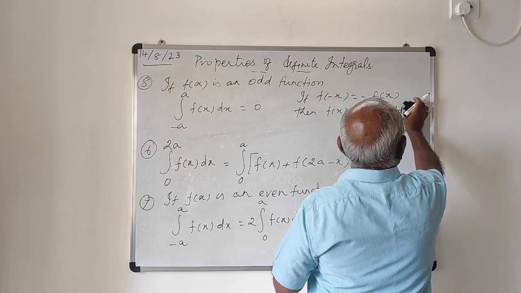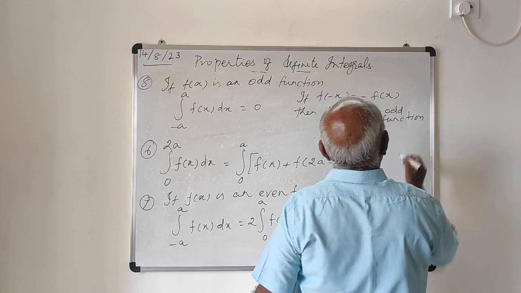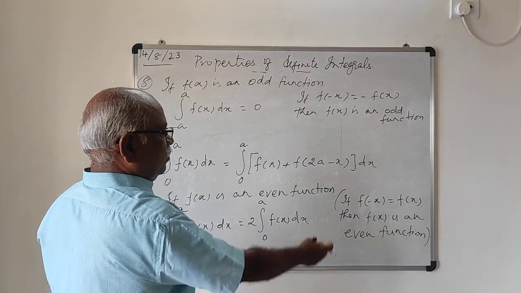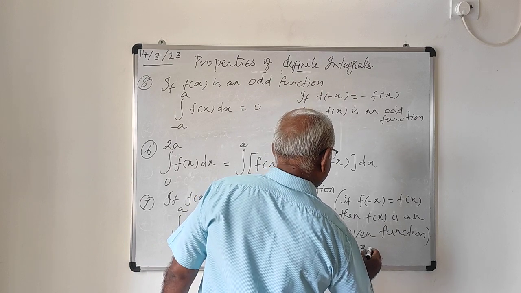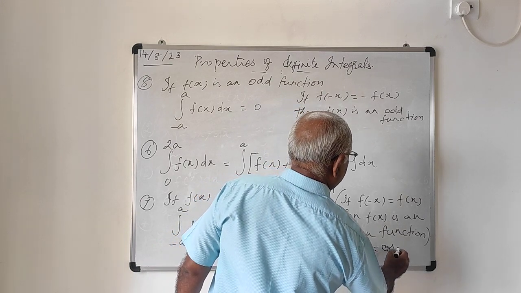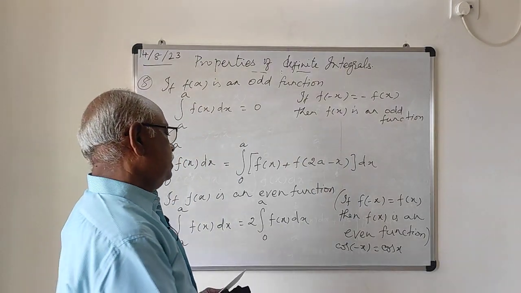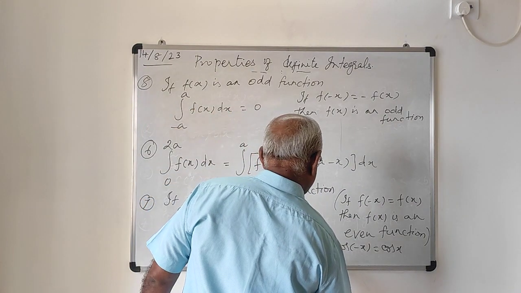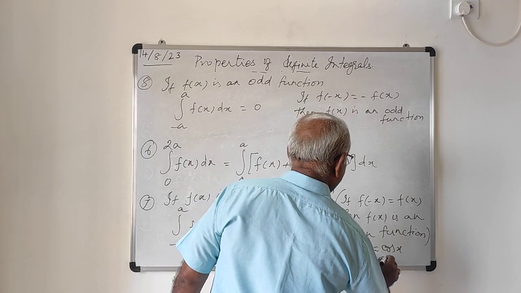f of x is an odd function. Example of an even function: cos of minus x equals cos x. Therefore, cos x is an even function.